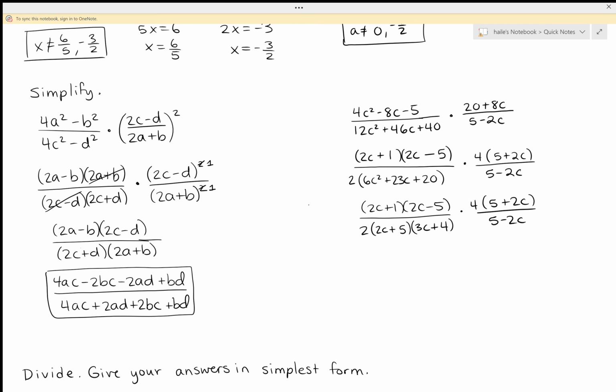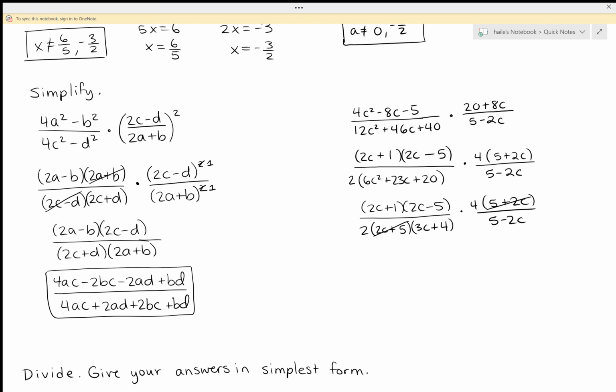And look, so 2c plus 5 matches my 5 plus 2c diagonally, so that's a good sign. That means this is probably right and we can cancel. Okay, so now let's see what I can cancel. Well, I just said I can do 2c plus 5, 5 plus 2c. And then here I see I have 2c minus 5 and 5 minus 2c. So those are really, really close to each other, but not quite the same.